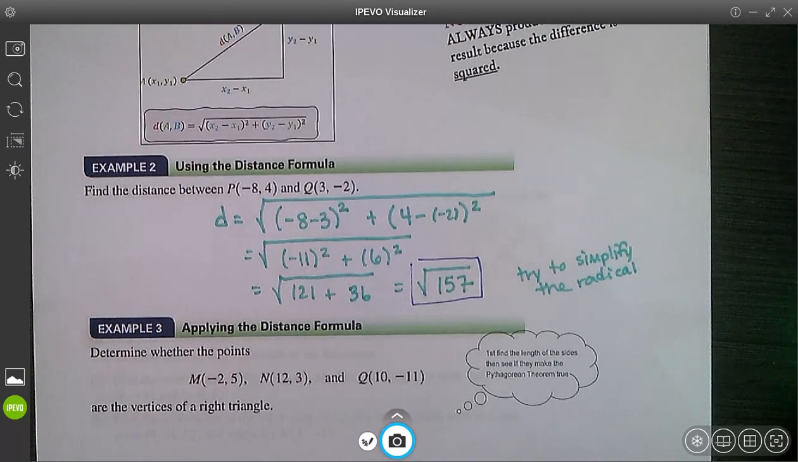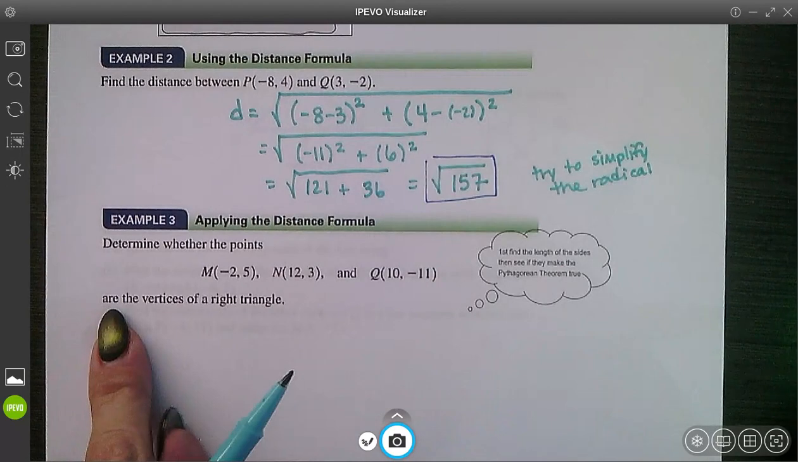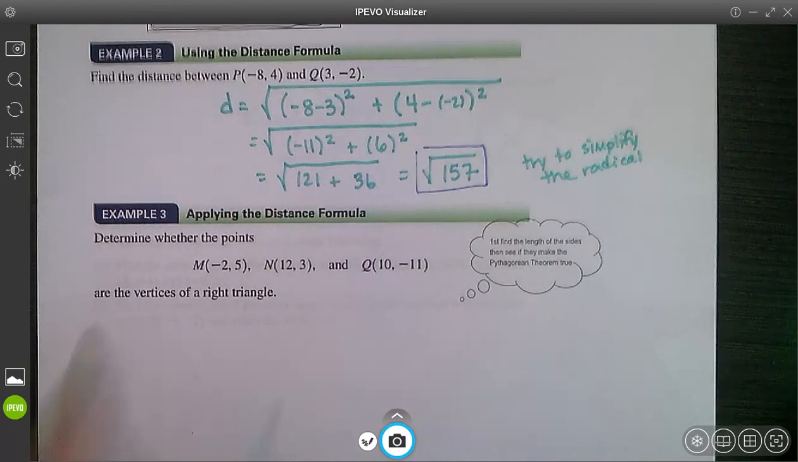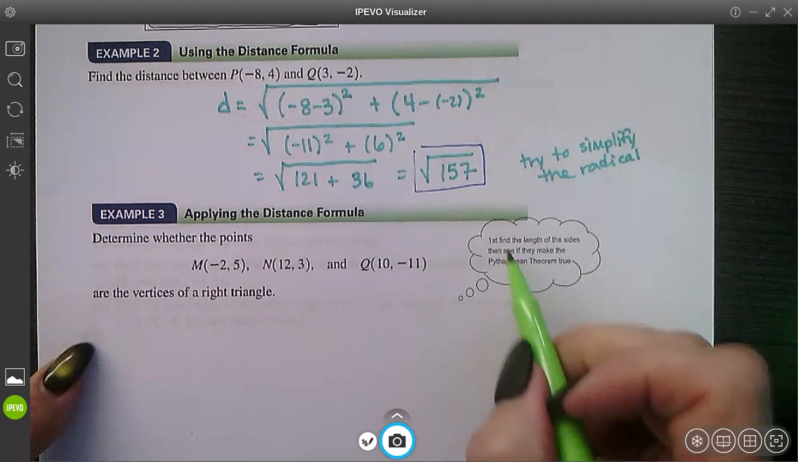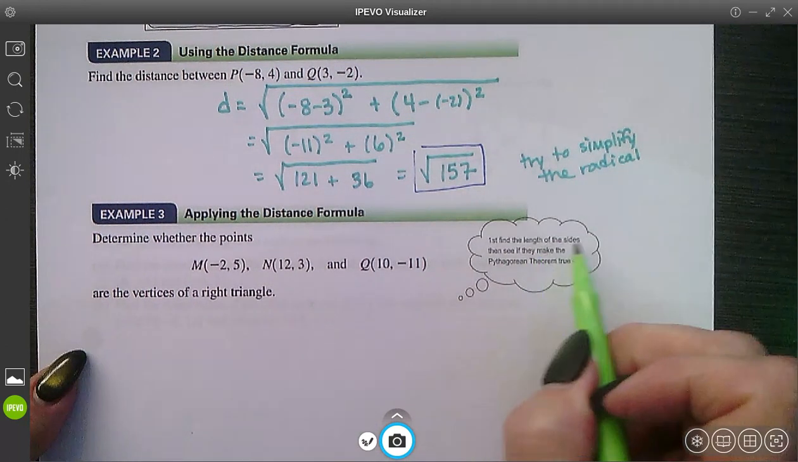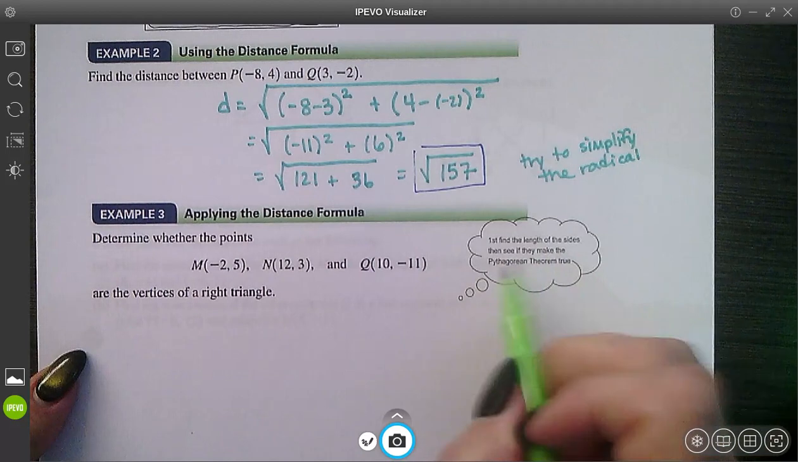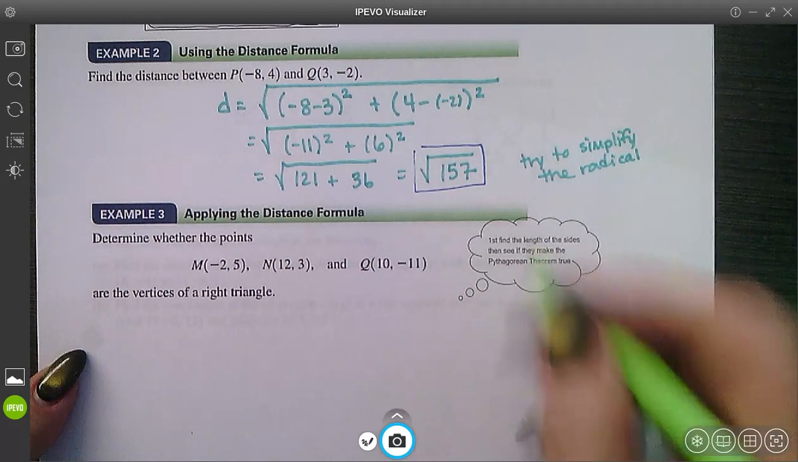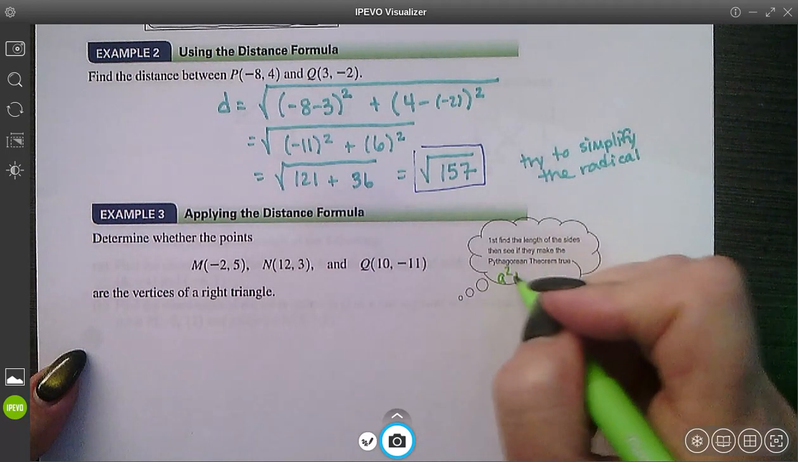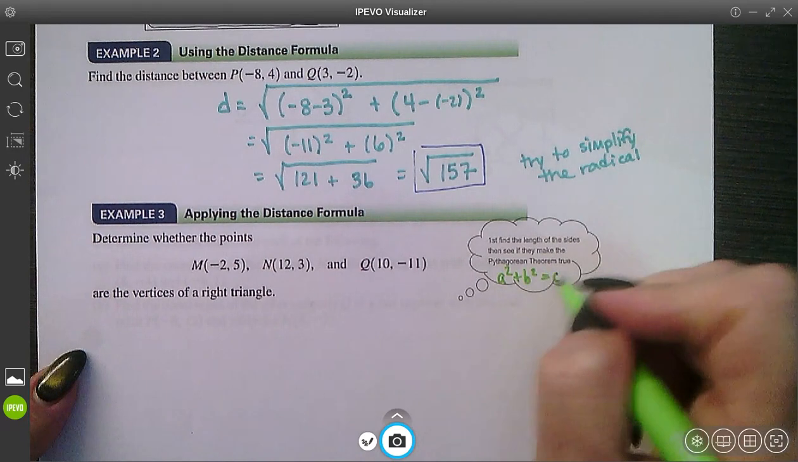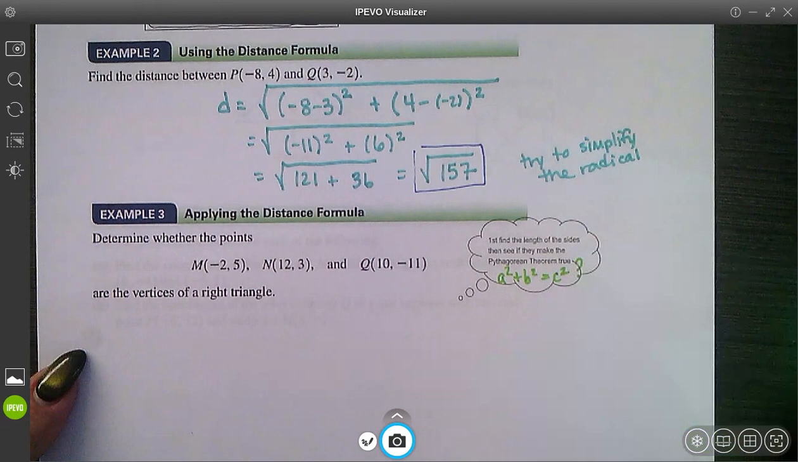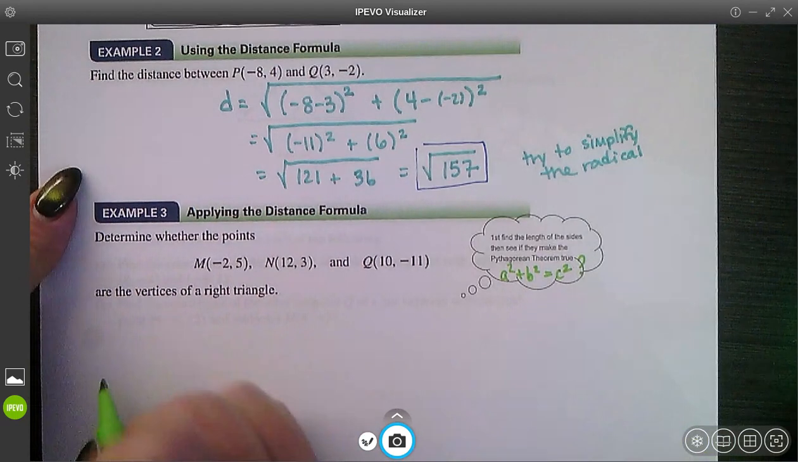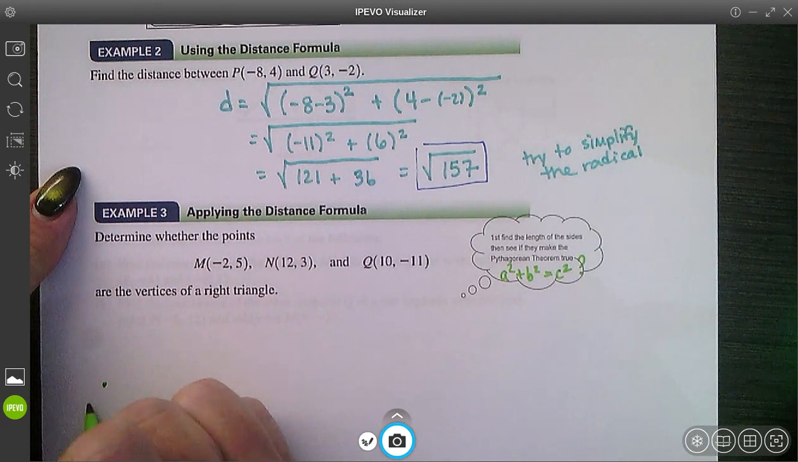So let's apply that distance formula to decide if we have a right triangle. So we've got 3 vertices of a triangle that we're trying to decide if it makes a right triangle. So the first thing we're going to do is find the length of the sides, and then we're going to see if they make the Pythagorean theorem true. So we're going to find all 3 sides and then see if it makes a squared plus b squared equals c squared. So I got m at -25.